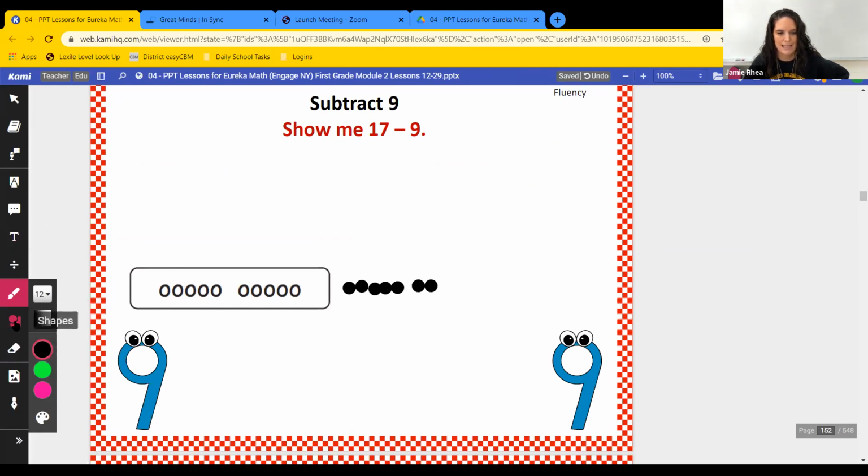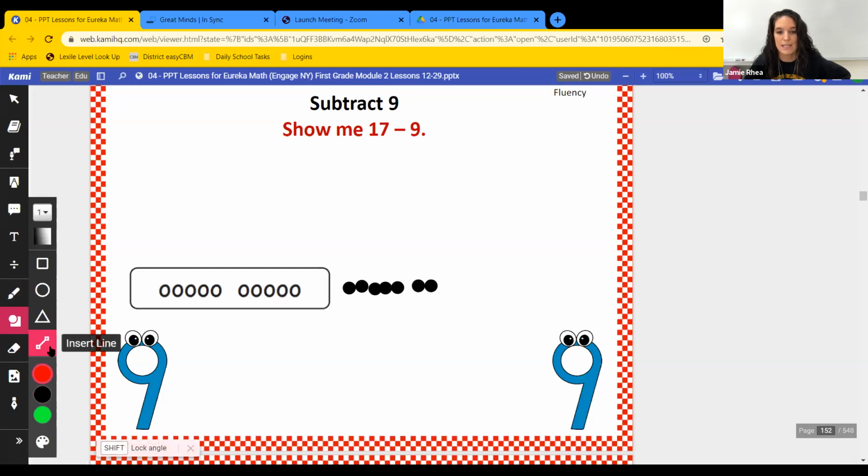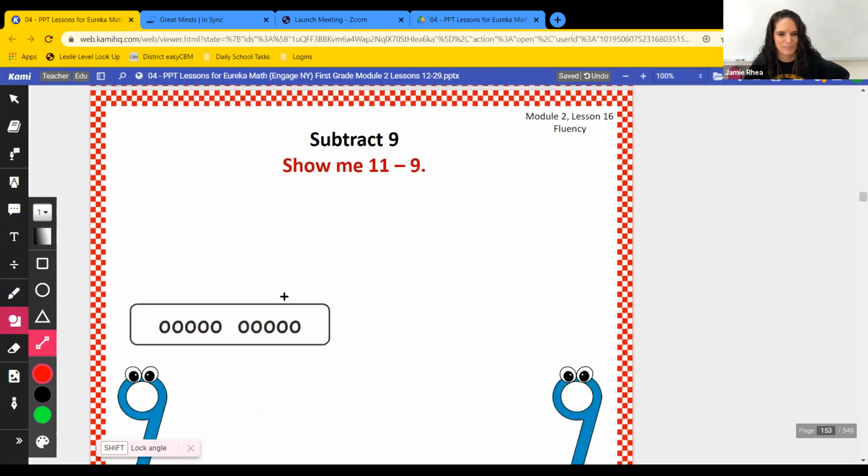Now I want to take 9 away, so I need to mark out how many? 9. Do I want to mark it out from my 10 or my 7? My 10. So I'm going to mark out 9. And I have 1 left here, 7 left here. So 7 plus 1 equals 8. All right, let's go to the next one.